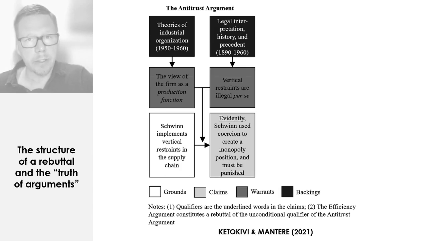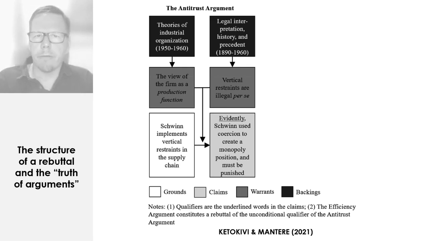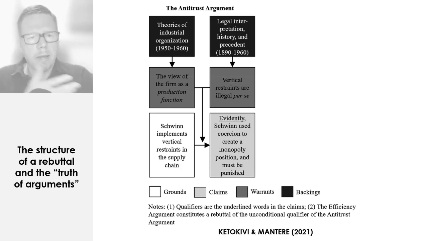In 1967, the U.S. Supreme Court concluded that evidently Schwinn had used coercion to create a monopoly position, and this kind of activity is illegal and should be punished. And indeed, this is what happened. But as anyone, you don't have to be a lawyer to know that rulings are not just about the facts, but also the interpretation of the facts. So there's something more than just the evidence at play. And that something else is a set of warrants which rest on a set of foundations or backings.